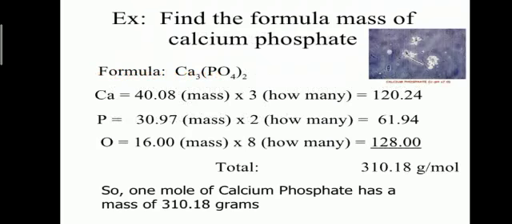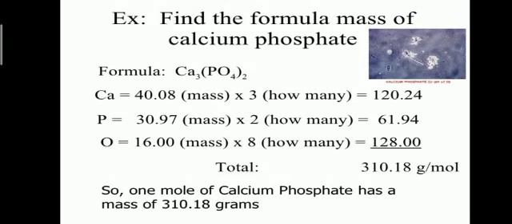Here is an example: Ca3(PO4)2. It means we have calcium containing 3 atoms, phosphorus 2 atoms, and oxygen 8 atoms. The calcium has a mass of 40.08. As we know that the subscript of calcium, or the number of atoms present, is 3. So 40.08 is multiplied by 3 and we get 120.24.